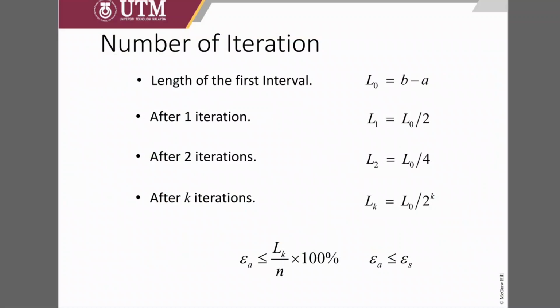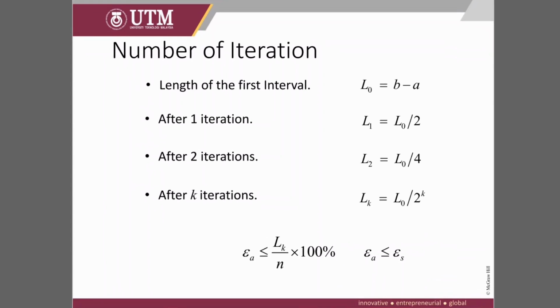So this is the number of iterations required for the calculation. In our case, we need to know what is L0. L0 is just B minus A, or in our case, it is just XU minus XL, which is 16 minus 12, which is equal to 4.